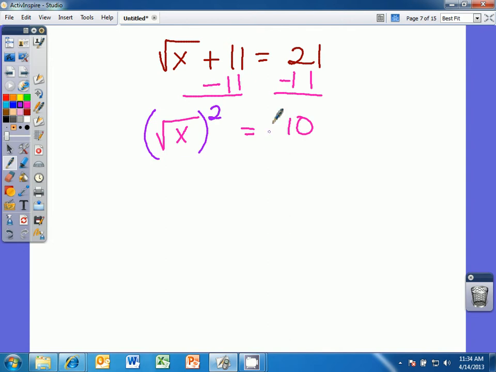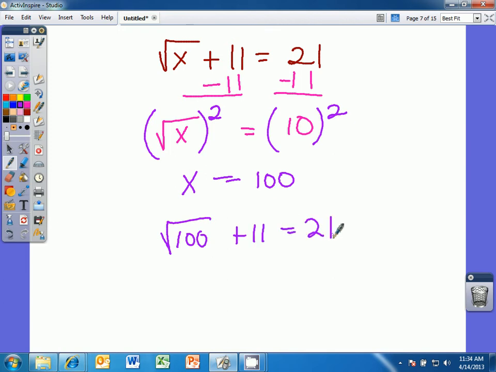Because I squared the left-hand side of the equation, I have to square the right-hand side. So I now get x is equal to 100. Let's go back and check our work. Plug in 100 into my original equation and see if it makes a true statement. Square root of 100 is 10. Does 10 plus 11 equal 21? Yes, indeed it does. So we're good to go.